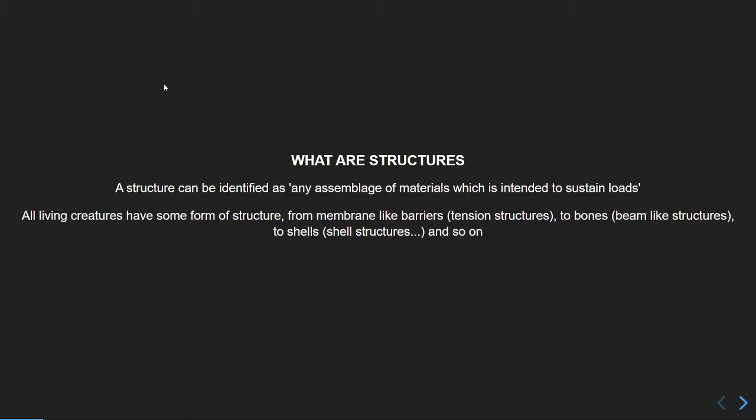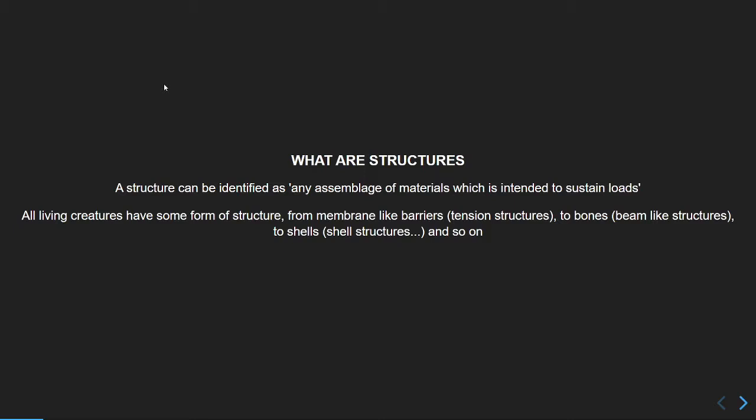Okay. What are structures? A structure can be identified as any assemblage of materials which is intended to sustain loads. So what that means is almost everything that we have around us is actually structures. All living creatures have some form of structure, from membrane-like barriers, tension structures, to bones, which are like beam-like structures, to shells, so shell structures.